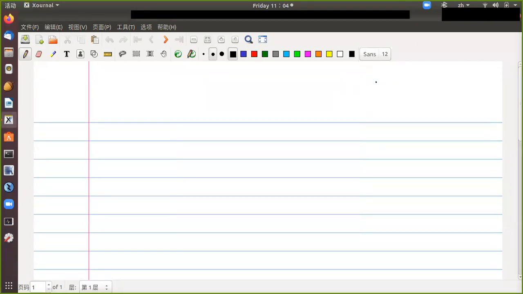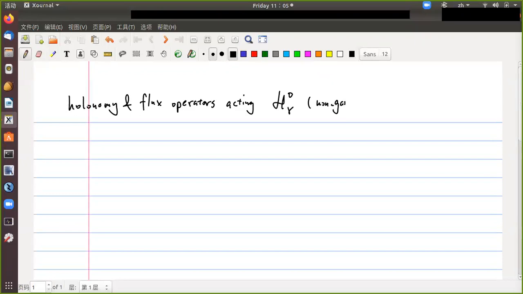Okay, so last time we finished at holonomy and flux operators. So let me give you a recap. Holonomy and flux operators act on the Hilbert space H_0^Γ, where Γ is our lattice, and this H_0^Γ does not include non-gauge invariant wave functions. The reason is simply because holonomy and flux are not gauge invariant.